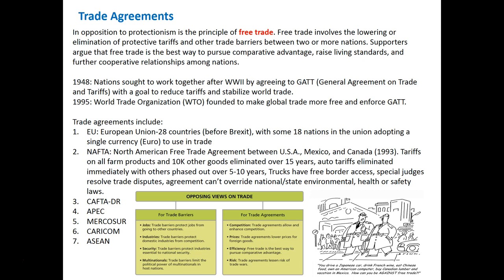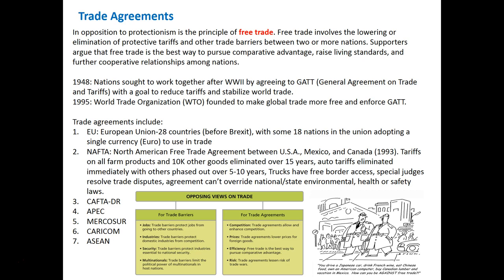So some of the trade agreements that we discuss are, of course, the European Union. This is 28 nations. This is before Britain voted to leave the EU, and they're still in the process of that. And a lot of them, 18 of them, you can see adopted the single currency of the euro, where they would use one currency instead of all the member nations' individual currencies. This is the idea of making things easier to cross the European borders into the various countries, making trade easier.